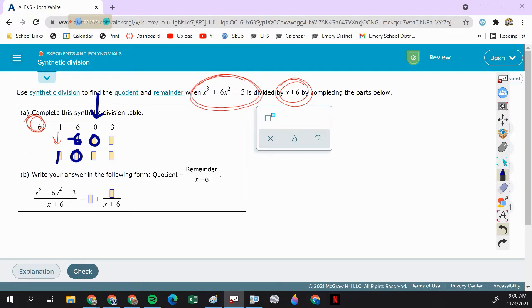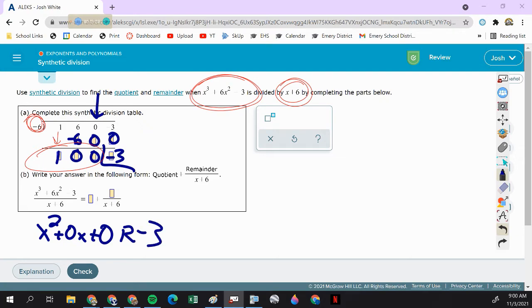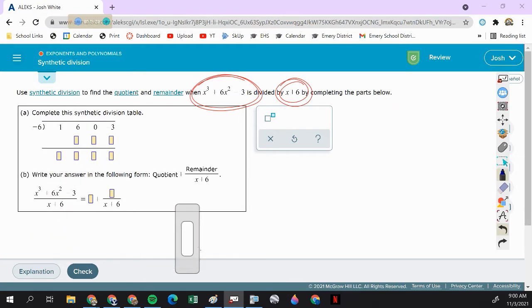0 plus 0 is 0. Negative 6 times 0 is 0. And negative 3. And then that last one is your remainder. So I started with x to the third. So this right here is telling me x squared plus 0x plus 0 with a remainder of negative 3. So we just put in x squared and then negative 3. Do you need to see another one? Yeah? Let's do one more.